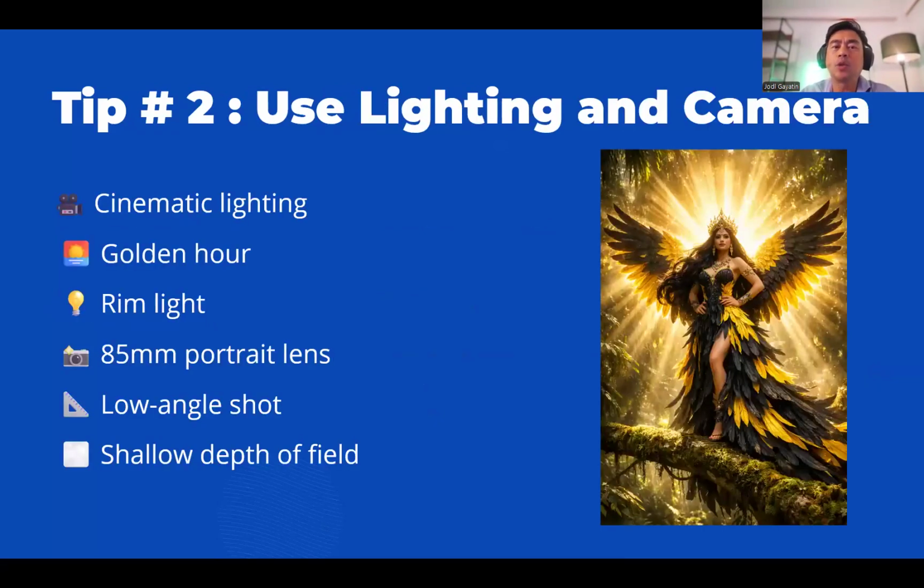The second tip is to use lighting and camera. A good technique is to put what you call a rim light. So this creates depth to the image. Your character will stand out. Normally, the prompt that you can use is a rim light. So this is an example of an image. This fictional character seems to pop out because of the light in the background.